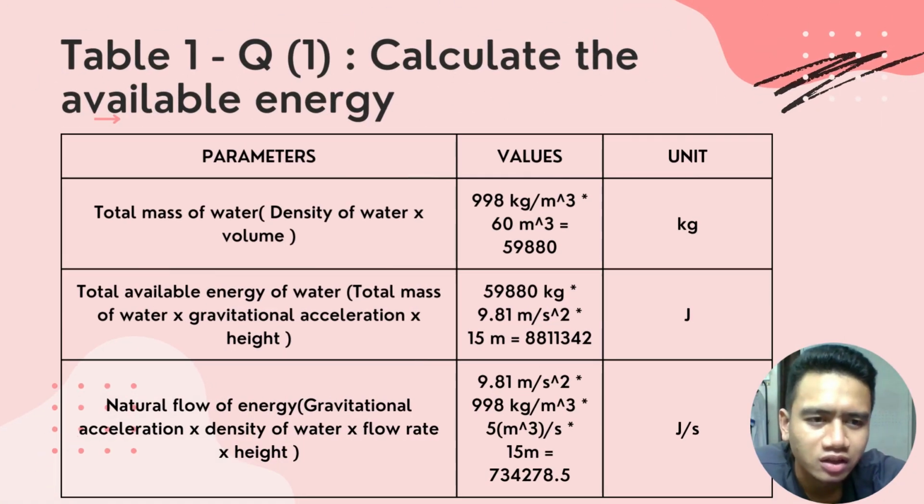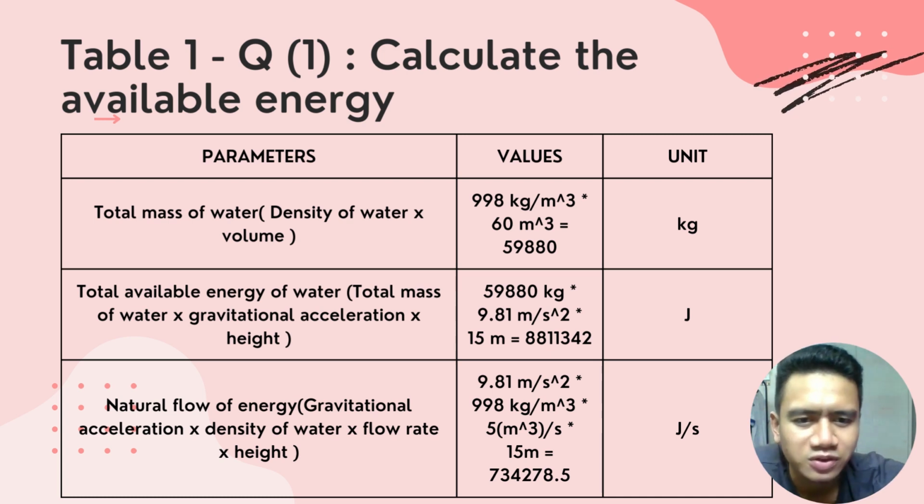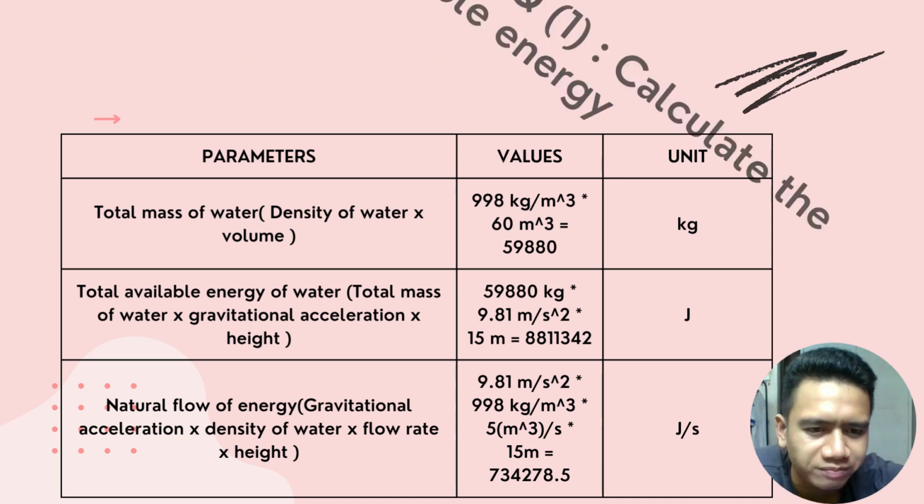For question number 1, the question wants us to calculate the available energy. We can find the total available energy of water, which is total mass of water times gravitational acceleration times height. Or we can find the natural flow of energy by the formula gravitational acceleration times density of water times flow rate times height. These are the answers for the values for each parameter that we want to find.